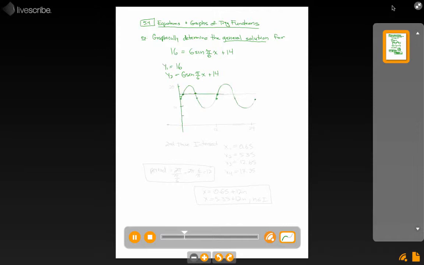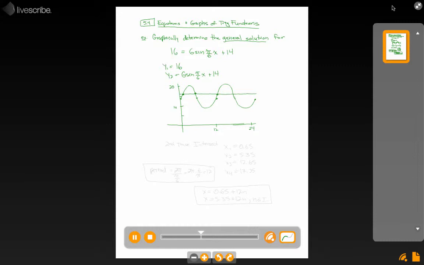Window settings would make sense to make sure that you at least had your Y window going up to or past 20, since the maximum of this graph would be 20 and the minimum would be 8. This graph is also going to have a period of 12, so if you at least go 12, but maybe even 24 units on the x-axis, you'll be able to see your graph fairly well.